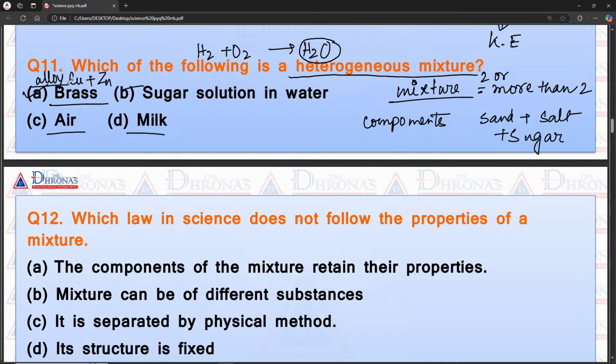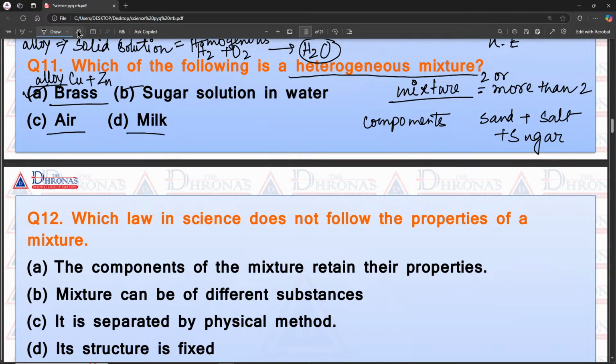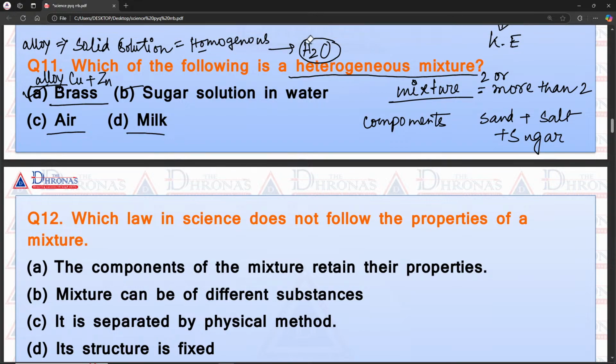So any kinds of alloy जो होता है, alloy को हम लोग कभी कभी क्या बोलते हैं? Solid solution. Alloy is sometimes known as solid solution and it is homogeneous. Alloy is solid solution also and it is a homogeneous mixture.